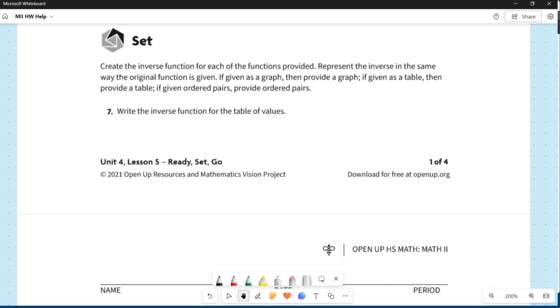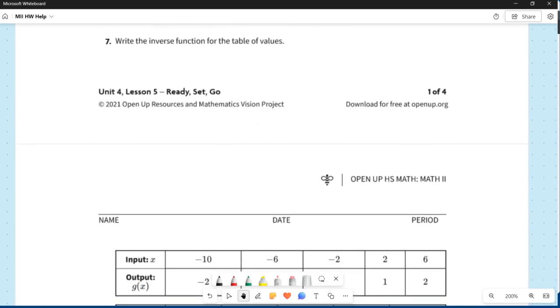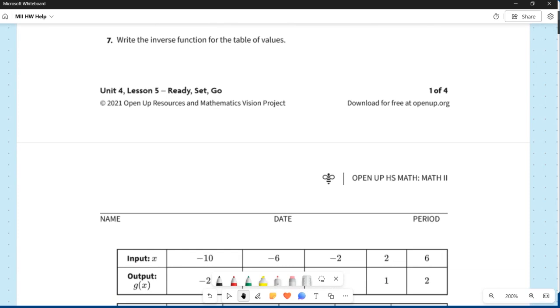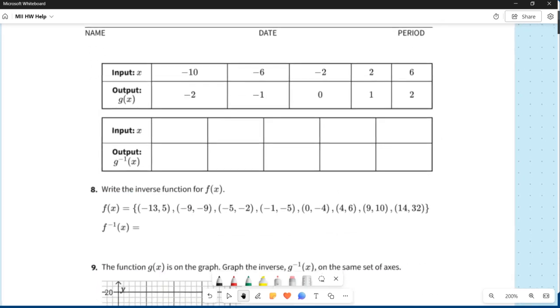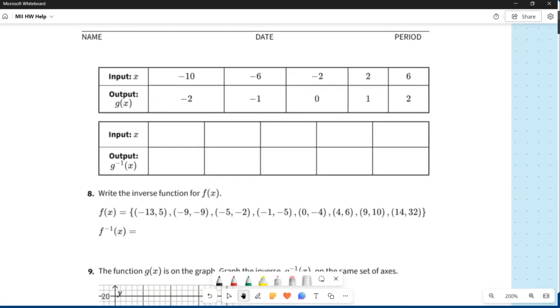All right, so number 7. Number 7 says, write the inverse function for the table of values. So we have a table with input and output, and the directions here are to provide a similar table for the inverse function. The inverse function has its own input, which again we're going to call x in this case, and then the output is going to be represented.